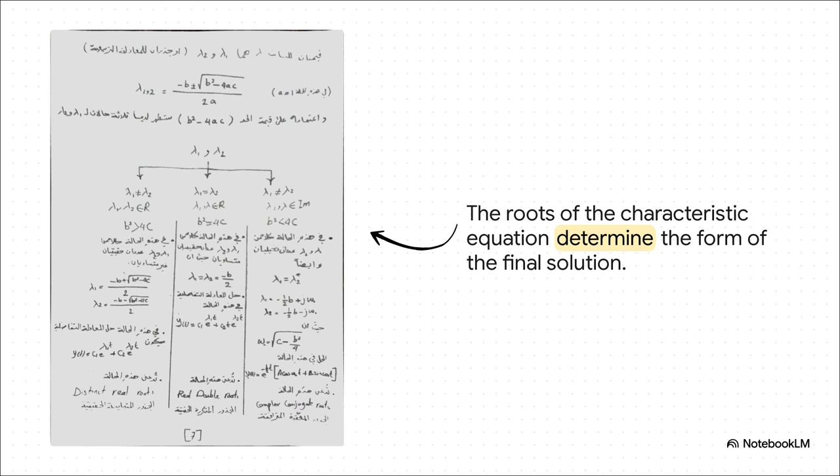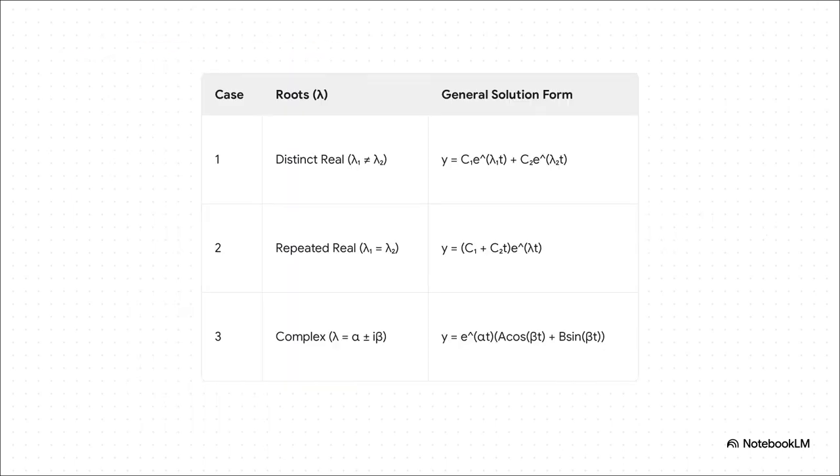The answer isn't just a number. The answer is the blueprint for our final solution. The nature of those roots, we call them lambda 1 and lambda 2, it dictates the exact structure of the function we're looking for. And get this, there are only 3 ways it can go. That's it. Case 1, the roots are real numbers and they're different. Case 2, the roots are real, but they're the same. Or case 3, the roots are complex numbers. And each case has its own pre-built template for the solution. It's really like a choose-your-own-adventure for solving equations.